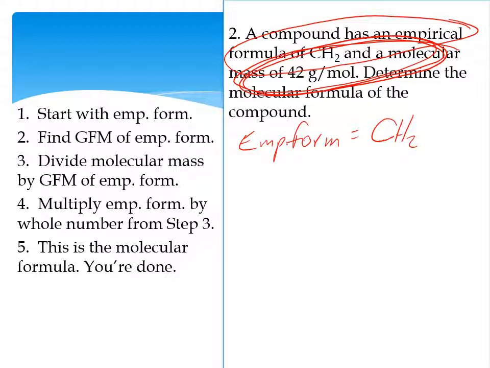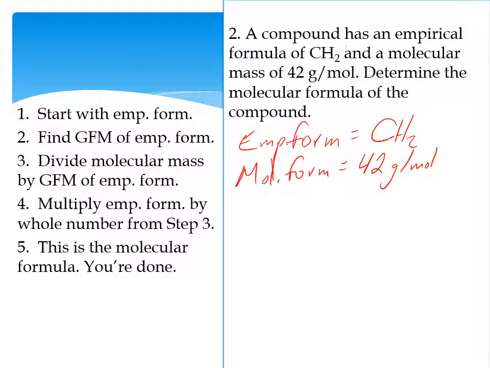It's the actual molecule. So that thing, our molecular formula, will weigh 42 grams per mole. Whatever our eventual answer is will weigh 42 grams. Right now, if we add up the C and the 2 H's, that does not weigh 42 grams. That's our simplest version. We want to find what our big version is. So we'll go step by step. Start with the empirical formula. We did that already with CH2.